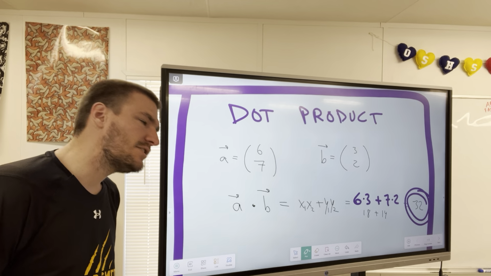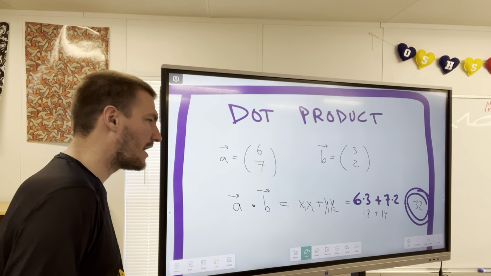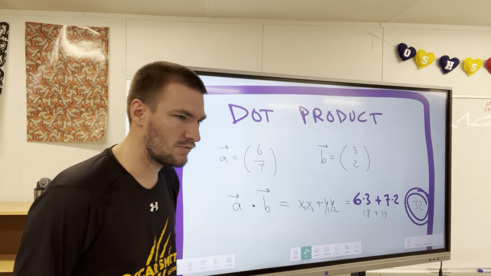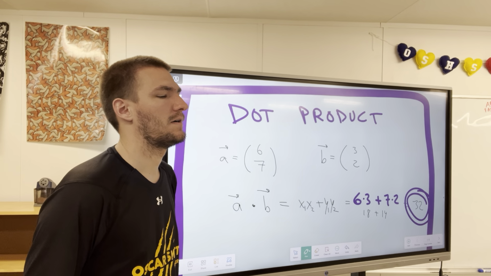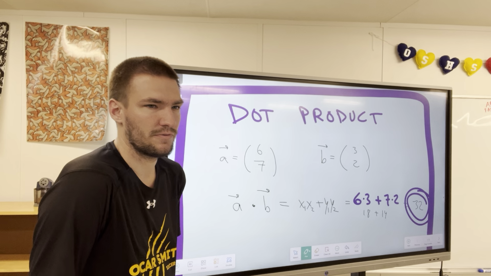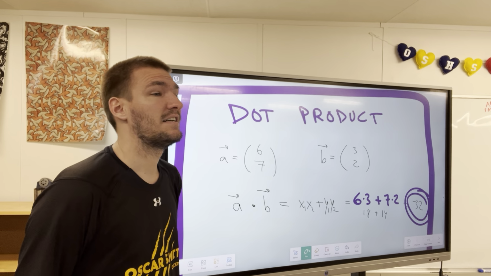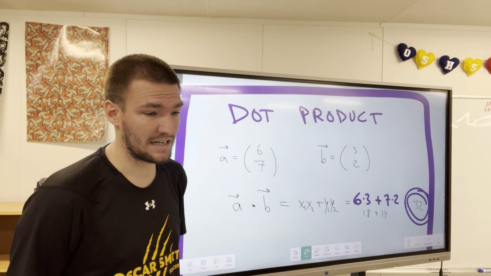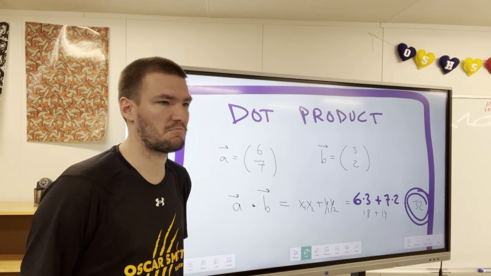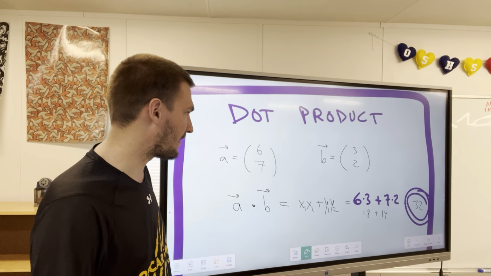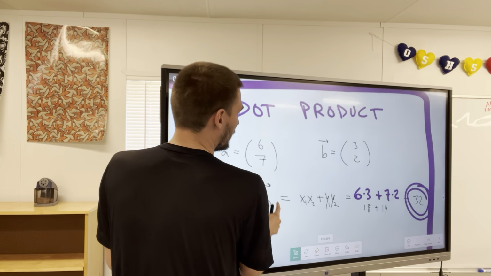Now here's the strangest thing about dot product: the answer is 32, which is not a vector. It is not a magnitude and a direction. It is just literally 32, just a scalar number, just a flat 32. And that's just how it goes. Now this is a pretty easy formula.